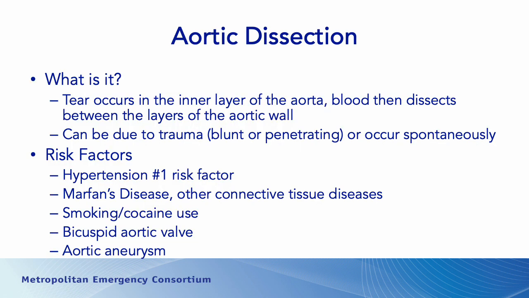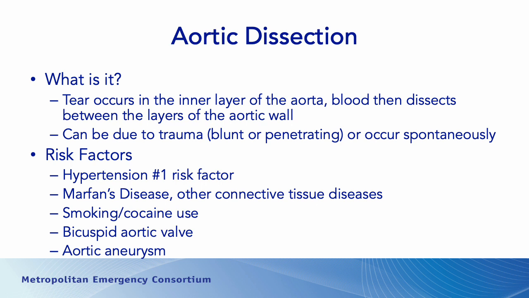Now we're going to talk about aortic dissection, which is a tear in the wall of the aorta with a false channel being caused by that tear. That's a dissection versus an aneurysm with rupture, which is what we think about in the abdominal aorta. That's a different item we'll talk about in a few minutes. But an aortic dissection is a tear in the inner layer of the aorta. Blood then dissects between the layers of the aortic wall.